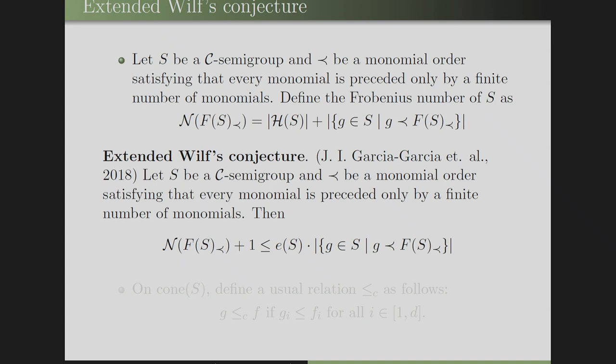So for numerical semigroups and natural numbers, this is just the Frobenius number, the largest element which is not in the semigroup, and this is just the elements which are not gaps but less than or equal to the Frobenius number. So let less than or equal to C be the usual relation on N^d. Usual relation means g is less than or equal to f if all the components are less than or equal.